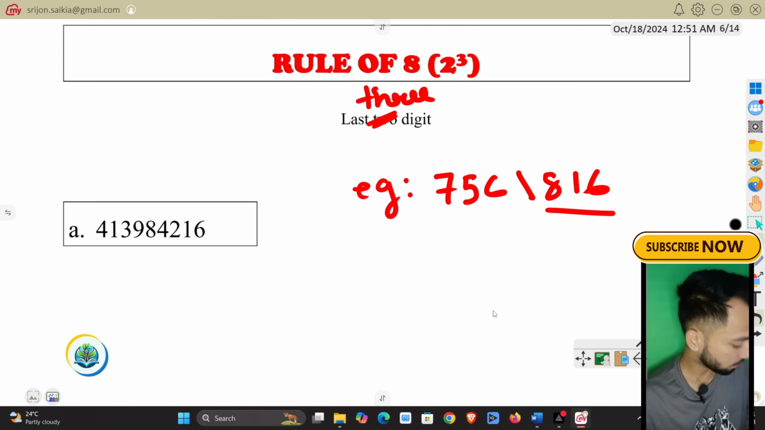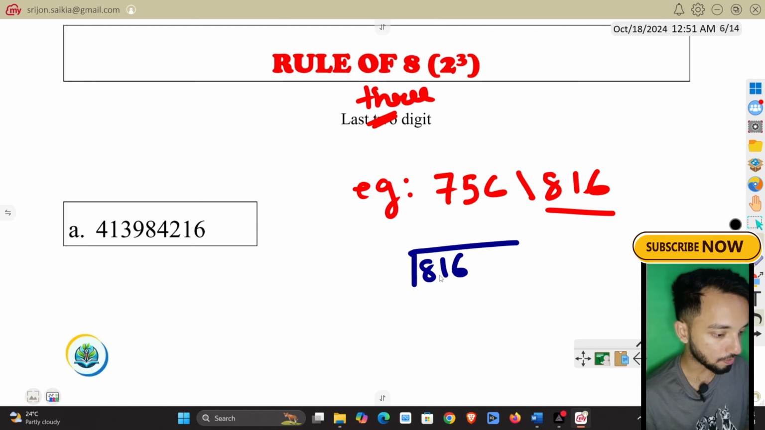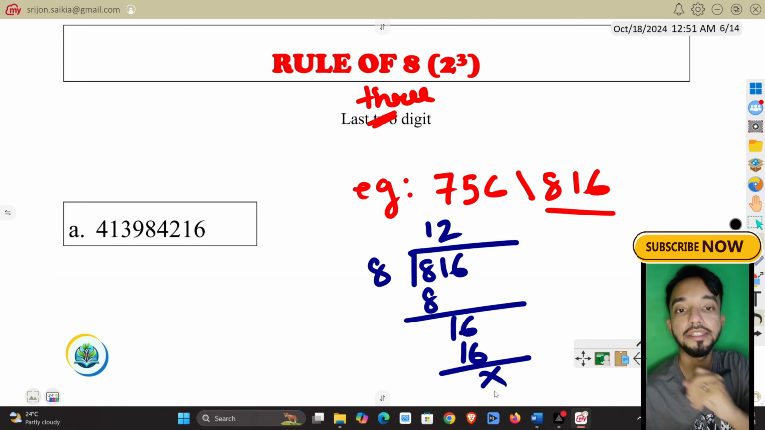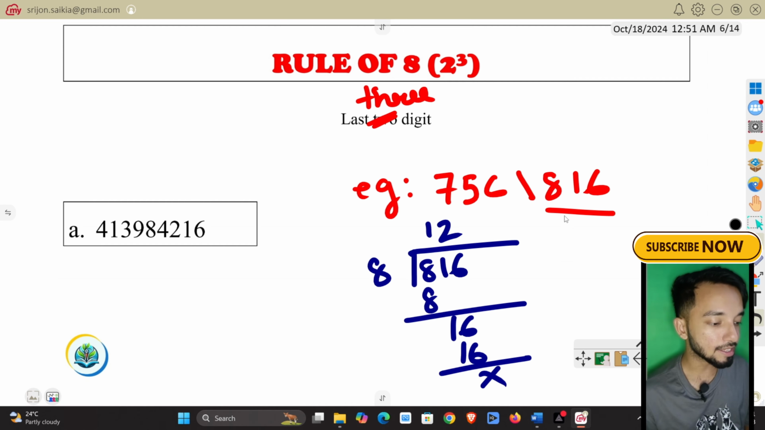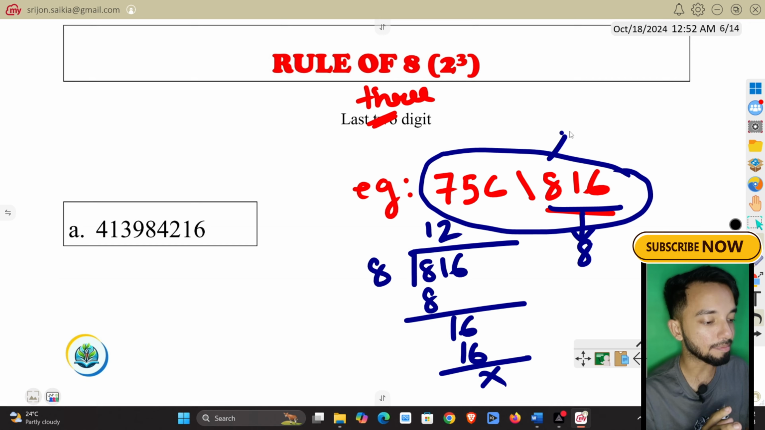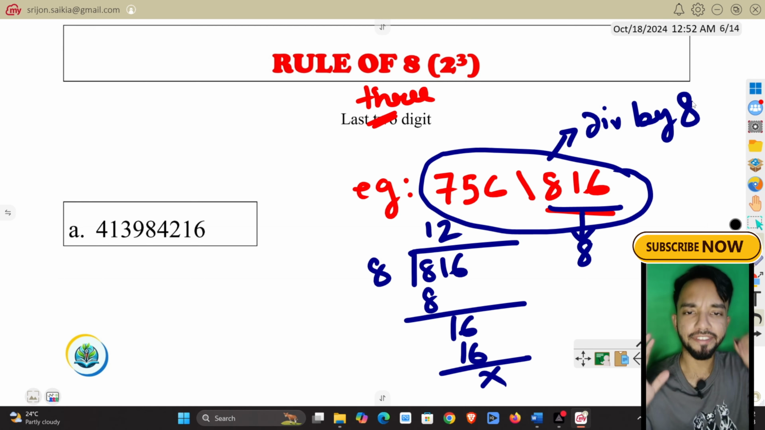Let's check whether 816 is divisible by 8 or not. 816 divided by 8. 8 1s are 8, and here comes 16. 8 2s are 16. So what is the remainder? The remainder is 0. That means the last 3 digits are divisible by 8, which indicates that this entire number is divisible by 8. Is this clear? Very simple. For 2, only the unit place. For 4, the last 2 places. For 8, the last 3 places.